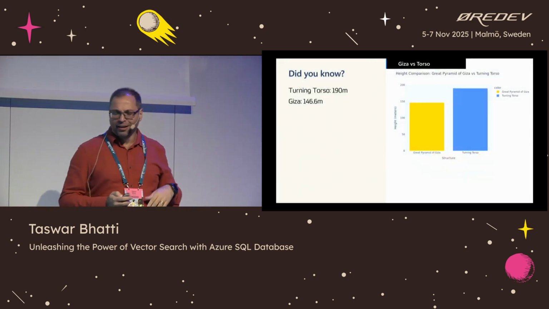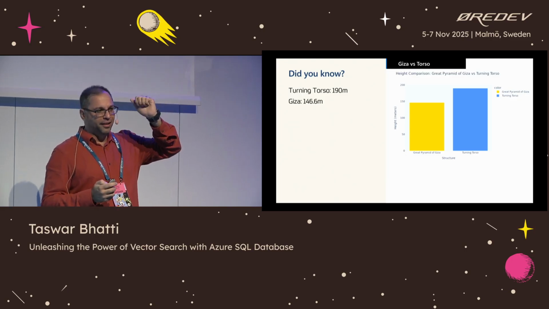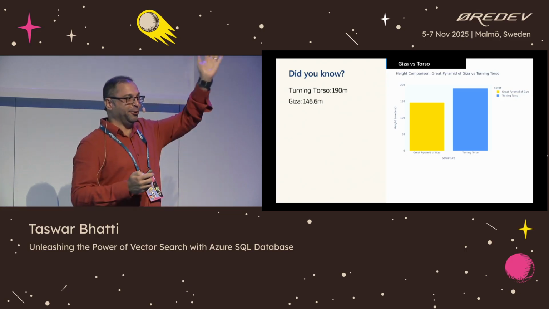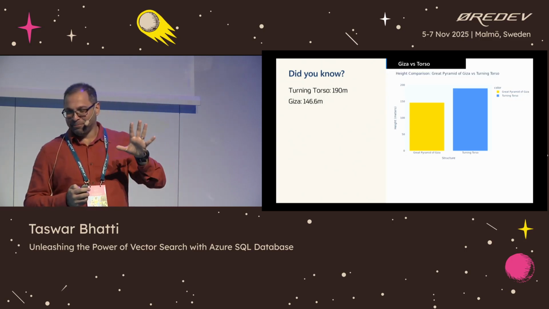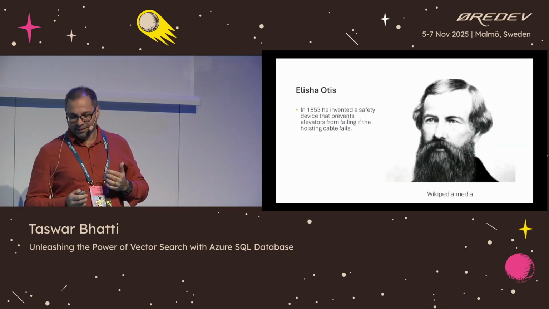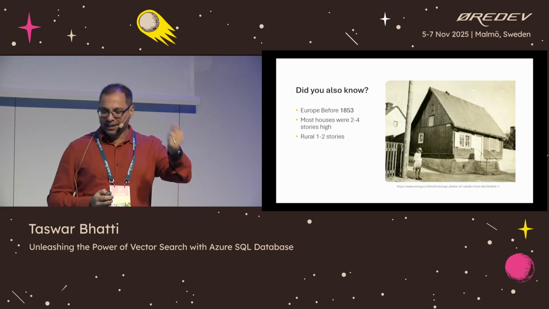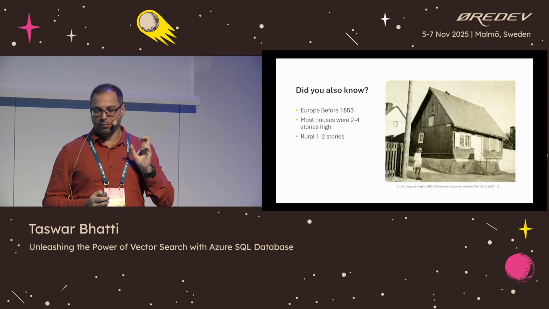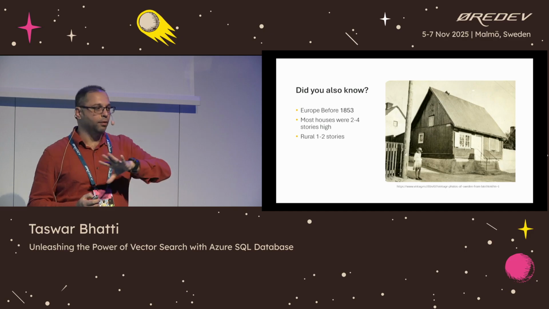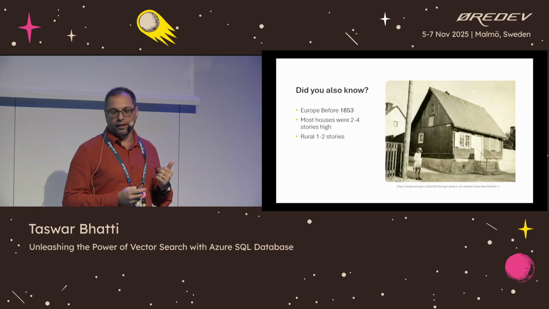Okay, before we get started, Turning Torso. You guys know that, right? How tall it is, 190 meters, right? Did you actually know that the Pyramid of Giza is 146? That was ages ago, actually. So, some fun facts. I'll relate it to why I'm talking about this. Did you also know that in Europe before 1853, that's an important number, most houses were only 2 to 4 stories high, and rural sites were only 1 to 2 stories high? So that was the common norm at that time.